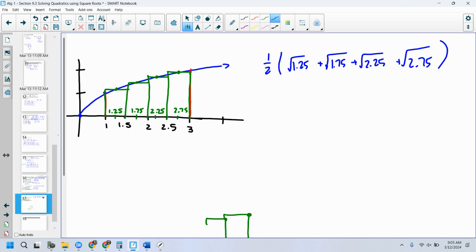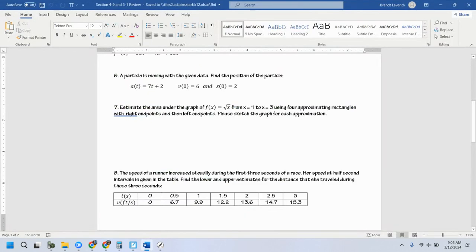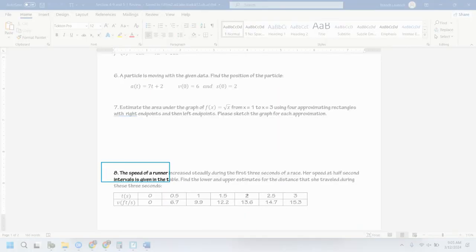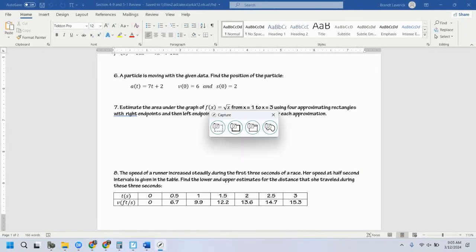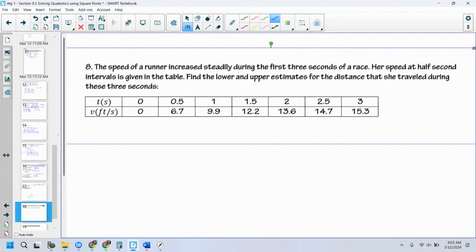Okay, let's take a look at the velocity problem that we had at the end. Distance. I guess it is kind of velocity. All right. The speed of a runner increased steadily during the first 3 seconds of a race. The speed at half-second intervals is given in the table. Find the lower and upper estimates for the distance that you traveled during the first 3 seconds.